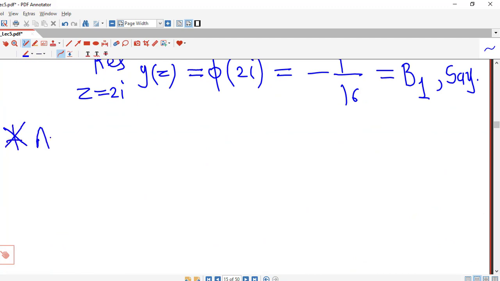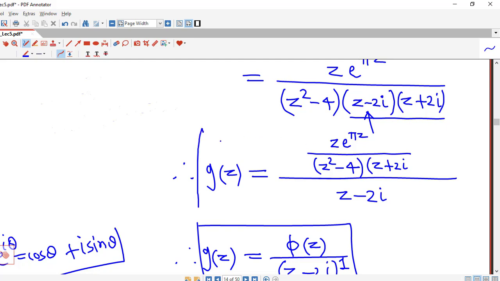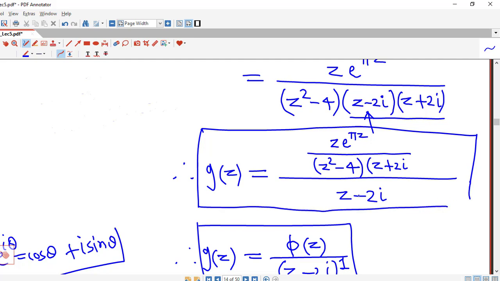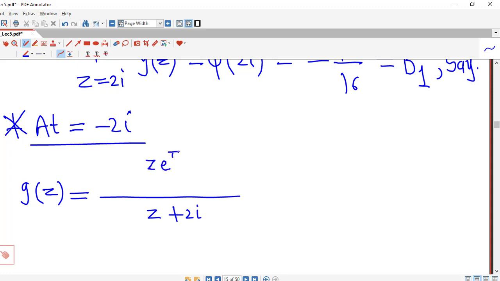Similarly, we find out the residue at z equal to minus 2i. So for that we can write g of z. If you observe, we were calculating the residue at z equal to 2i, so we had written z minus 2i in the denominator. Now we will change here. We will replace z minus 2i by z plus 2i, and we will keep z minus 2i here. So for z equal to minus 2i, we rewrite g of z. We consider z plus 2i in the denominator, and here we have z e raised to pi z over z square minus 4 times z minus 2i.